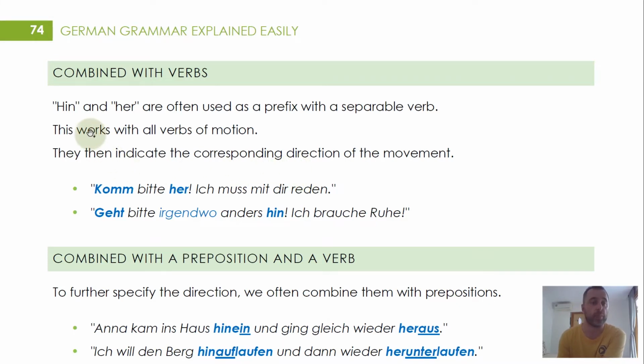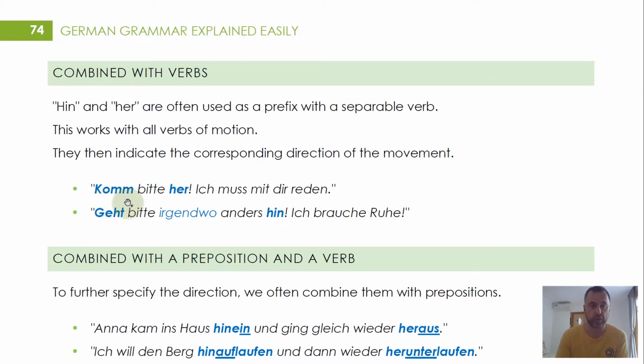And you can combine hin and her with any verb of motion. Anything that describes a movement from A to B, you can combine it with. So if you combine it, you're describing the corresponding direction of movement.